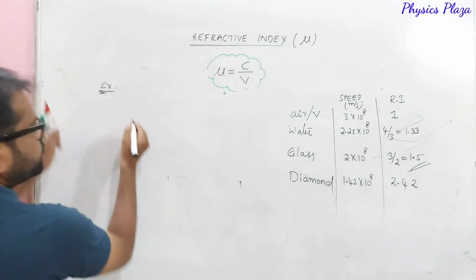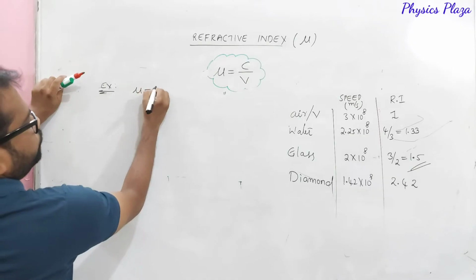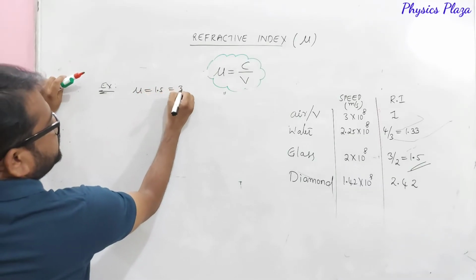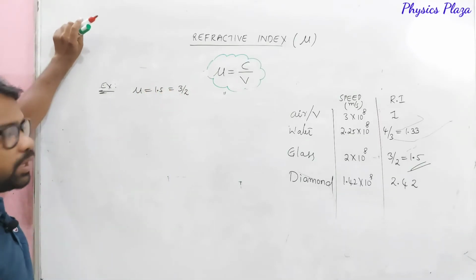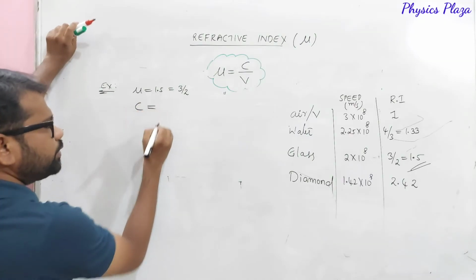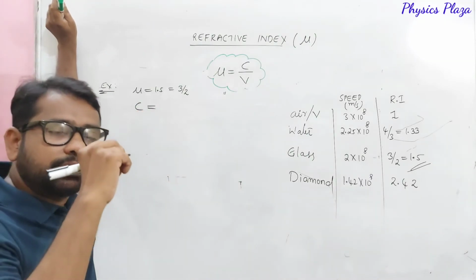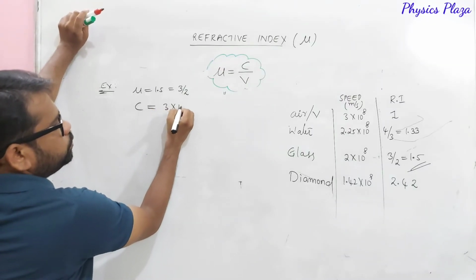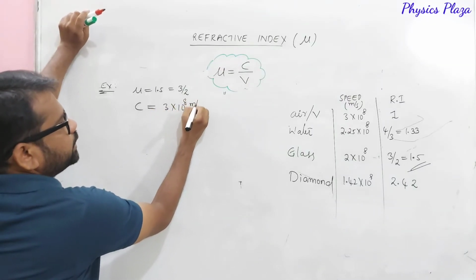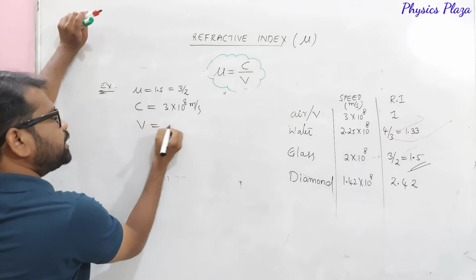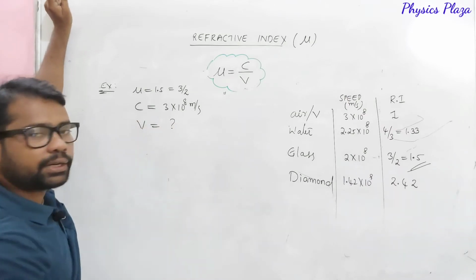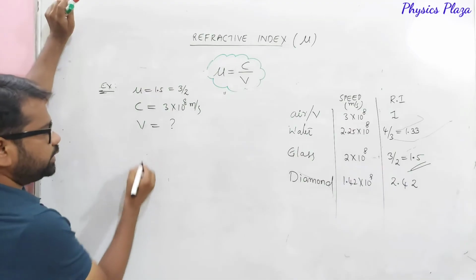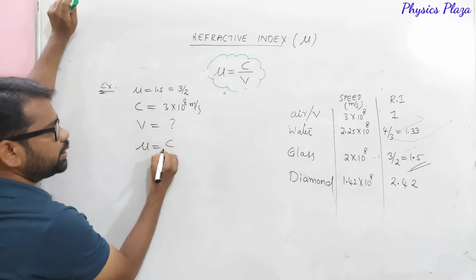Let us see how. Here mu is given, that is 1.5. This we can also write as 3 by 2, no problem. And we know that the C value always remains constant, whether the value is given or not, so we have to remember this: 3 into 10 power 8 meter per second. Then V is the speed of the light in glass, that is to be calculated. Now let us take the formula mu is equal to C by V.